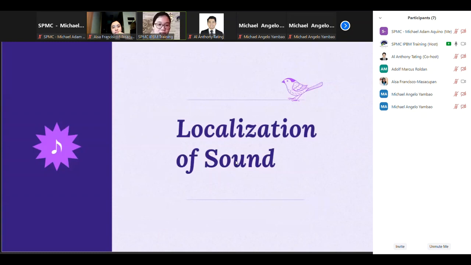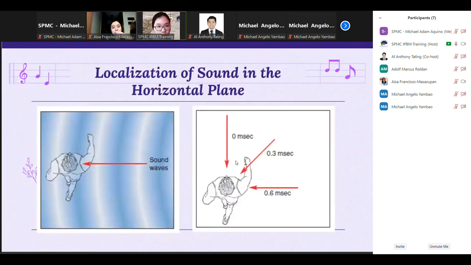So next is localization of sound. How do we know where sound comes from? An obvious cue to the location of a sound source is the time at which the sound arrives at each ear. If we are not facing the sound directly, it takes the sound longer to reach one ear compared to the other. For example, in this image, if the sound is coming from the right, obviously the sound would reach the right ear first.